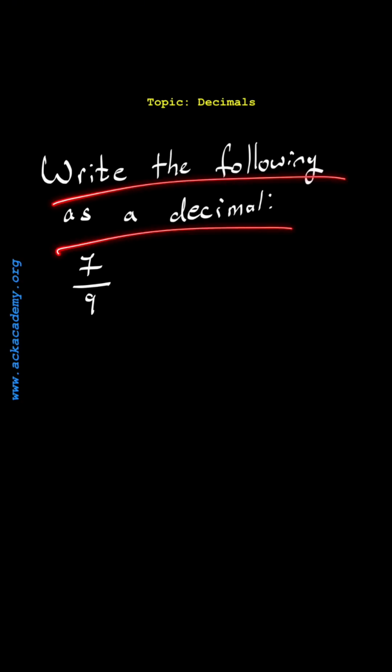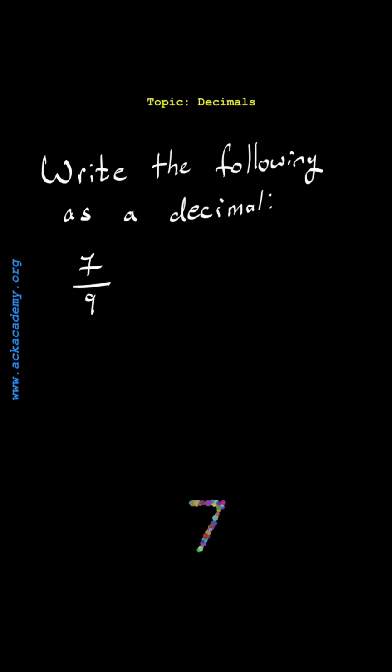Write the following as a decimal. 7 over 9. Now this is a little tricky because we don't have a 10 anymore here, and we have a 9. So what does that mean?